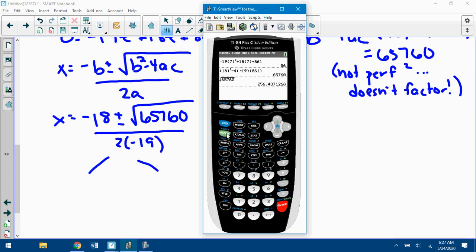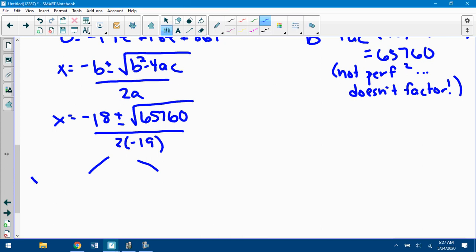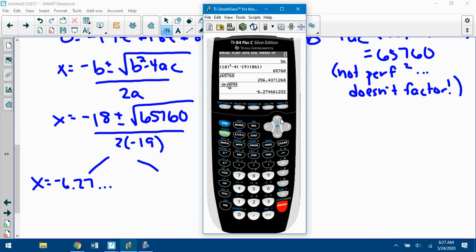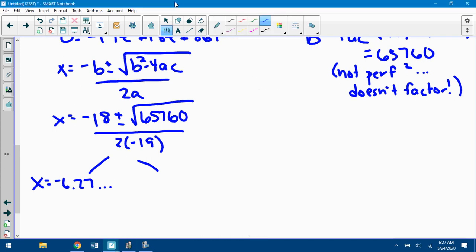I'm going to use alpha y equals. If you have an old calculator, you got to be a little more careful about how you type this in. If I do negative 18 plus radical 65,760 all over, it's going to be negative 38 on the bottom. I get negative 6.27 dot, dot, dot. And then the other answer would be if I took that big number and instead put a minus sign there. And the other possibility is 7.22 dot, dot, dot.